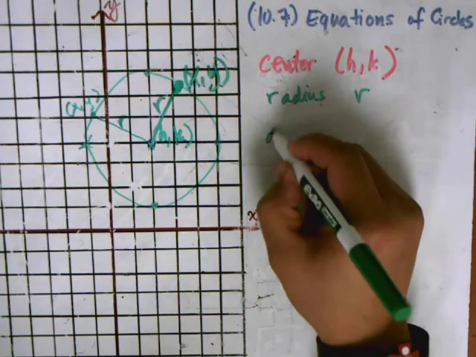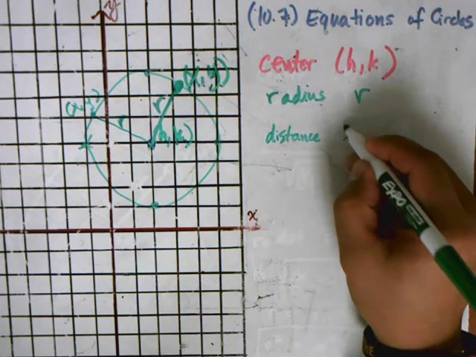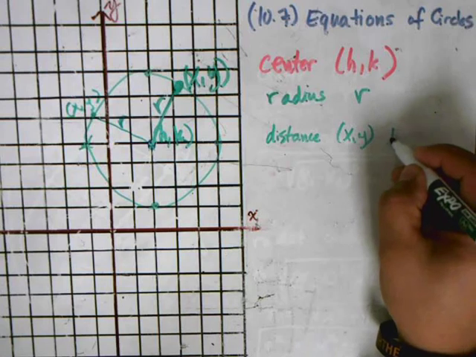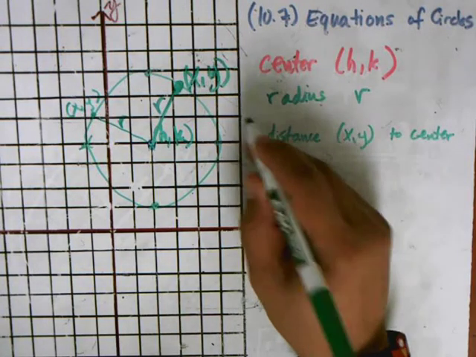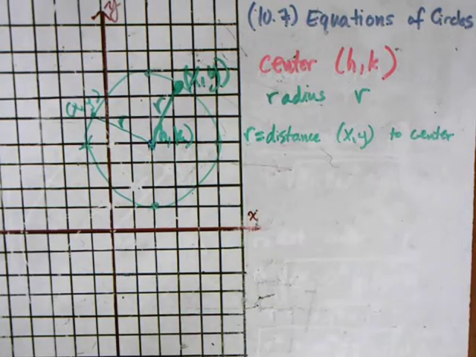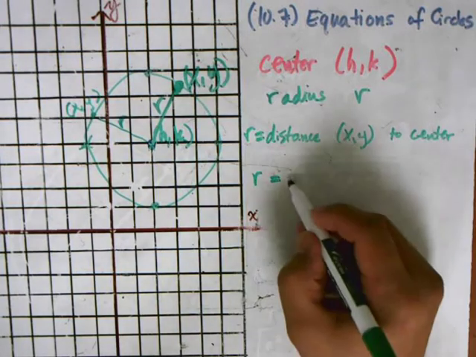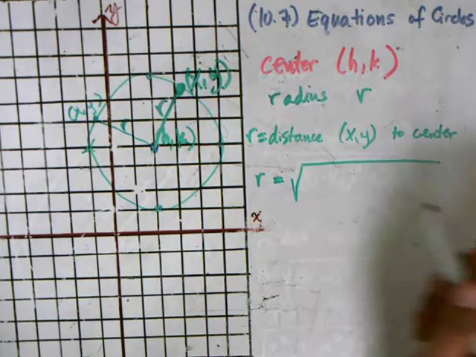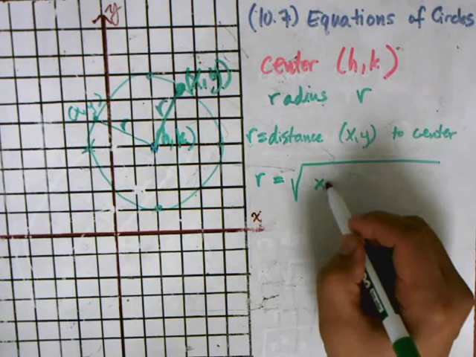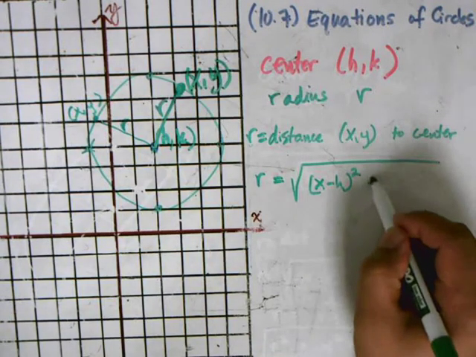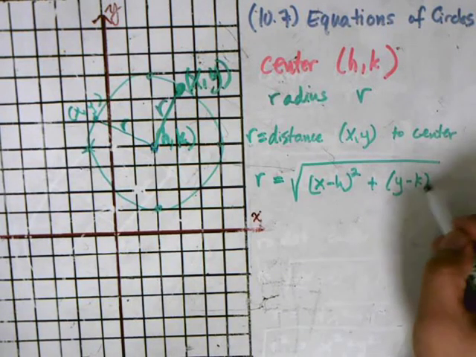Okay? So I'm going to make use of the distance formula again. I'm going to say the distance from (x, y) to the center is equal to r. I already know this because it's from the definition of a circle. But r is also the distance using the distance formula. So that's the square root of x1 minus x2, in this case x and h, so (x minus h) squared, plus y1 minus y2, or (y minus k) squared.